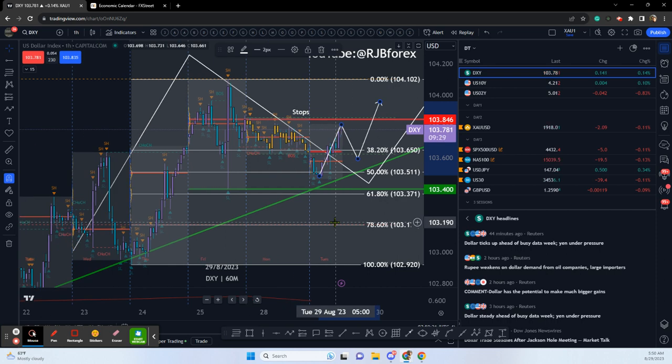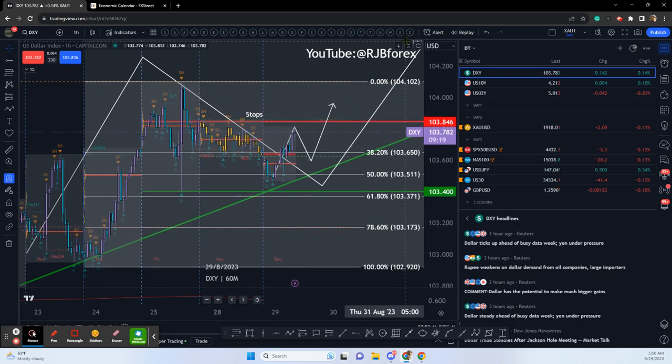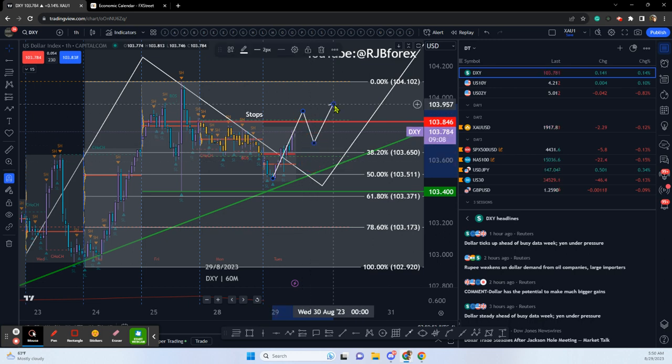Okay, so we have an overall bullish bias on the dollar fundamentally and technically for the day ahead. This may continue up into the stops before pulling back. It may not pull back at all, but you'd expect it to.